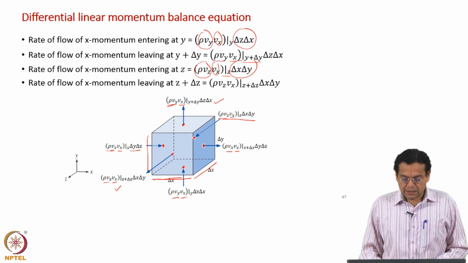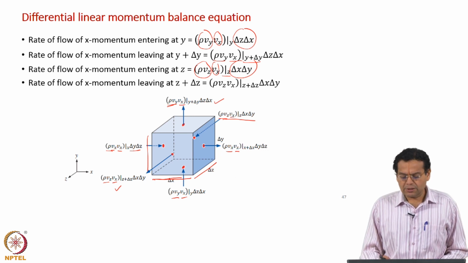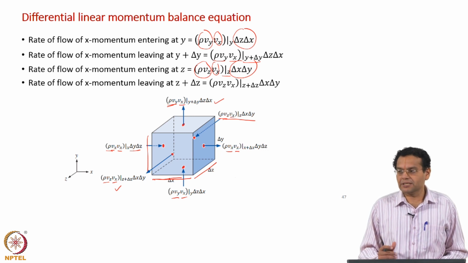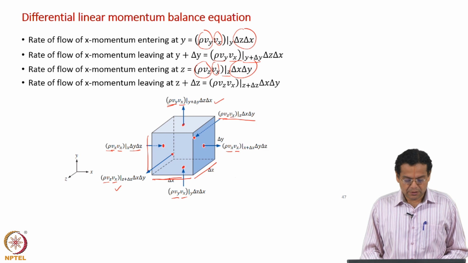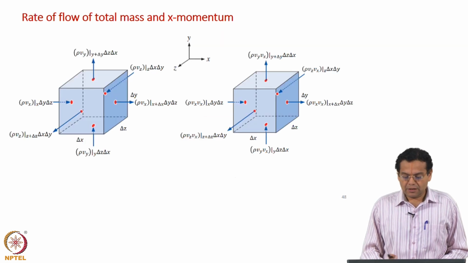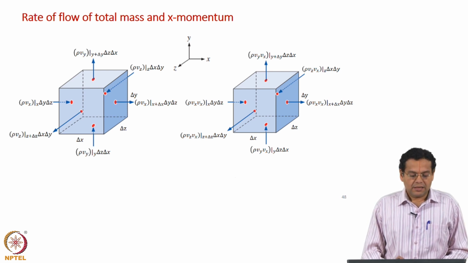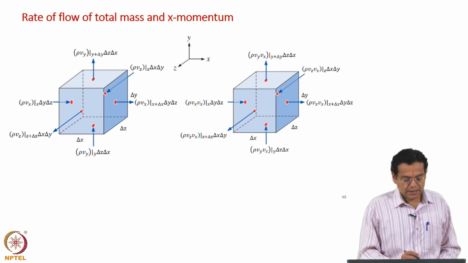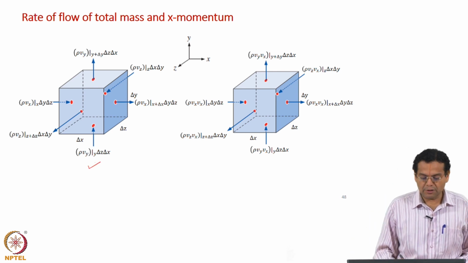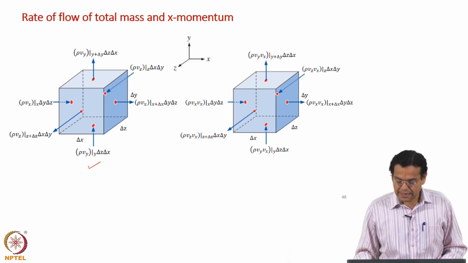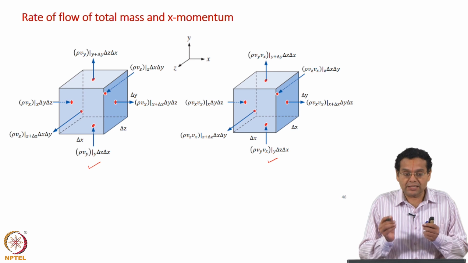Now, if you look at this, it has a close analogy with what we have written for mass balance, differential mass balance. If you look, it is almost the same, only difference is the presence of Vx in all the terms. The left hand side is the control volume shown with all the inflow outflow mass flows, right hand side is a diagram with all the inflow and outflow of x momentum.